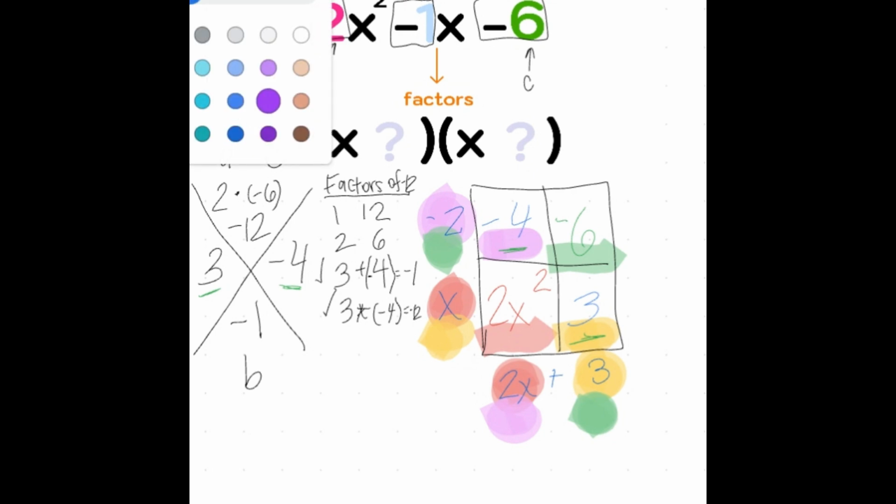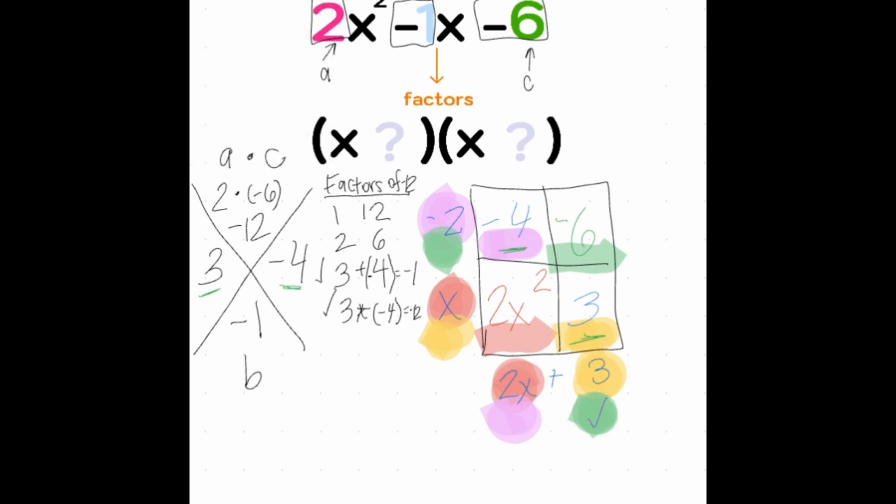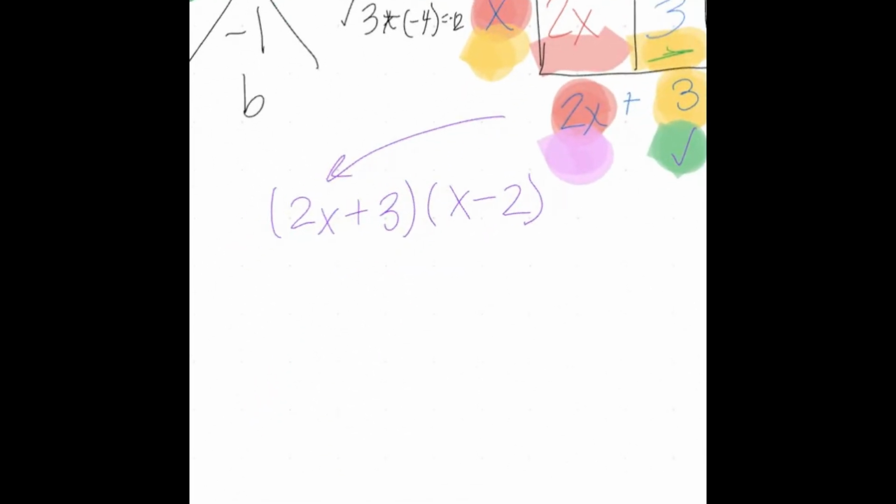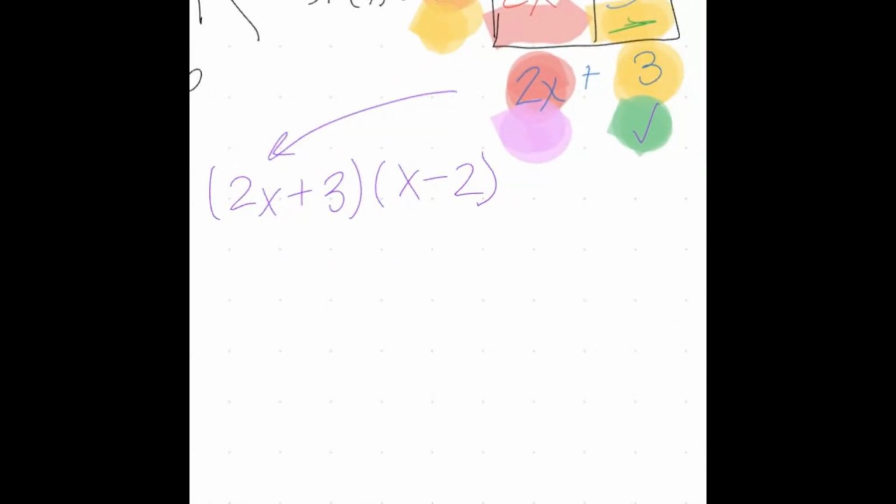If that didn't work out, something is wrong and you want to go back and redo your steps, but those both check out. Make sure we're keeping our signs, so we have 2x plus 3, and then we have x minus 2. So you want to keep that sign the same. You don't want to change it, or forget it. It's a negative minus 2. So that's how we write that. That's our answer. That's it factored.